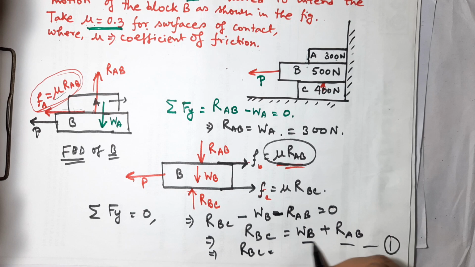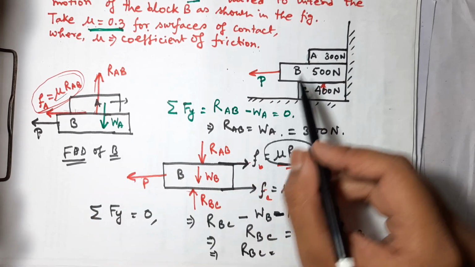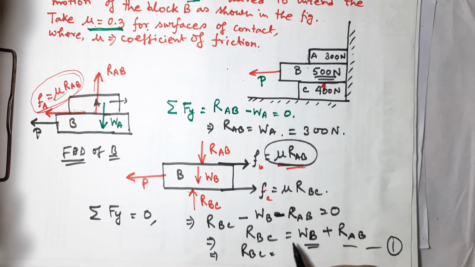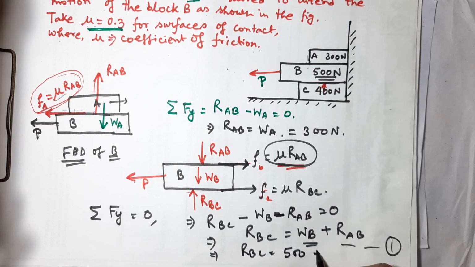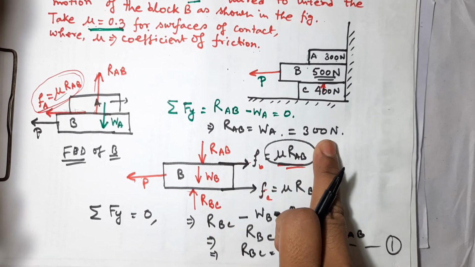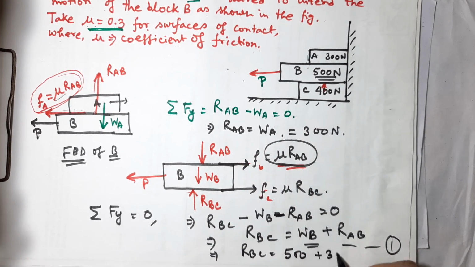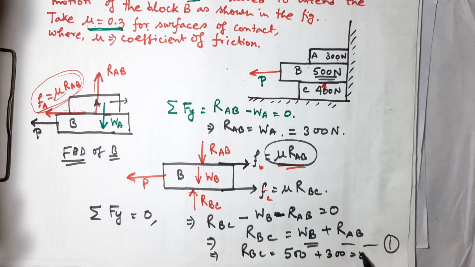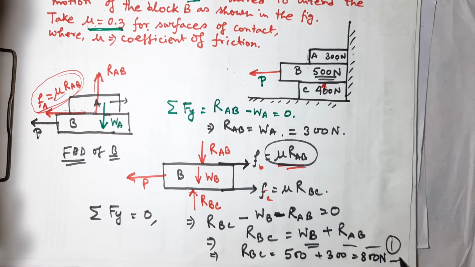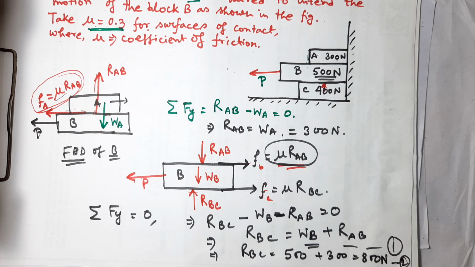WB is equal to what? Given WB, the weight, is 500 Newton, plus RAB means what? 300 Newton. So I am putting in the values. So you are getting 800 Newton. You can put this as equation number 2. So the RBC value is equal to 800 Newton, right?